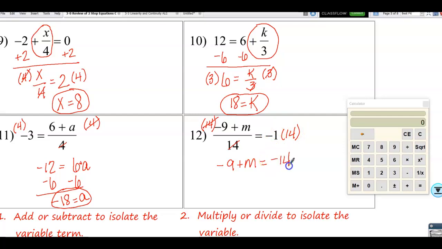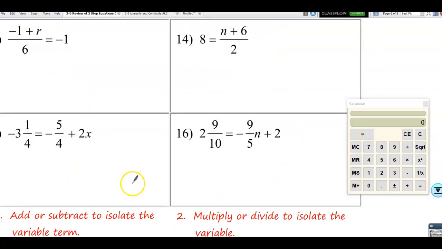These 14s cancel, giving me negative 9 plus m on the left-hand side of the equal sign and negative 14 on the right. Now my second step, here's my variable term. I have to add or subtract to get rid of this negative 9. To get rid of negative 9, we add 9 to both sides. Okay, and that gives us just m on the left-hand side, and negative 14 plus 9 is negative 5 on the right-hand side. So m is equal to negative 5.